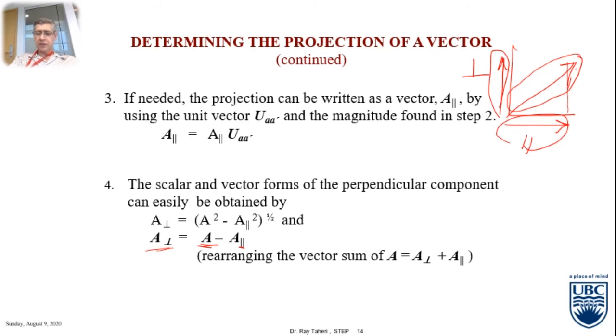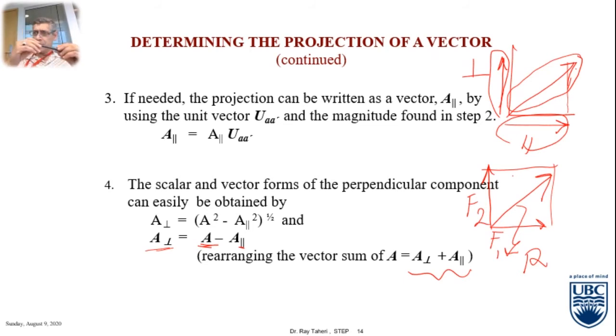And that's completely understandable, and this is exactly what we did. Remember that you have this vector, so you break it down to this vector and this vector. If you want to add these two vectors, you go like this, and you go like this, and this becomes your resultant. This is called F1, this is F2. So if you have the resultant, then F1 becomes the parallel projection, and F2 is the perpendicular projection.